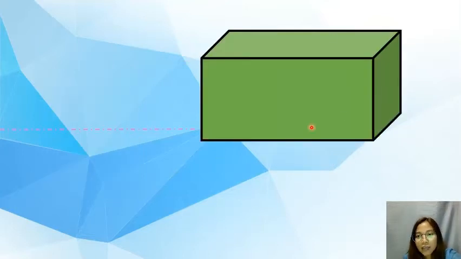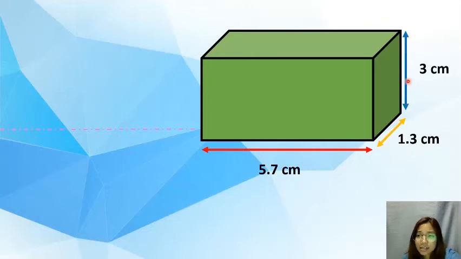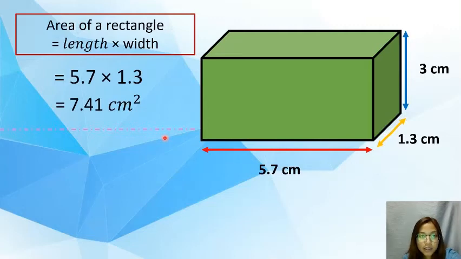Now, what if we have this kind of figure? So we have our length, which is 5.7 centimeters, our width, which is 1.3 centimeters, and let's say this is our layers, that is 3 centimeters. So we can call it the height of the cuboid. First, we're going to get the area of the base. So we have length times width. Our length is 5.7, our width is 1.3. So that's 5.7 times 1.3. It's equal to 7.41 square centimeters.